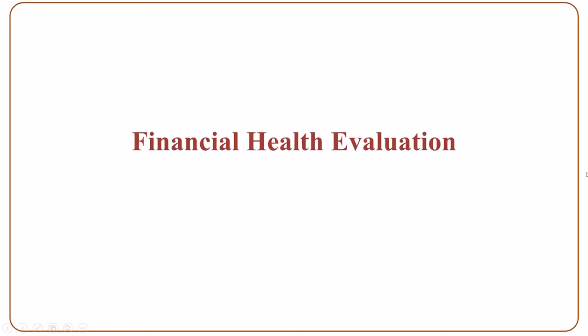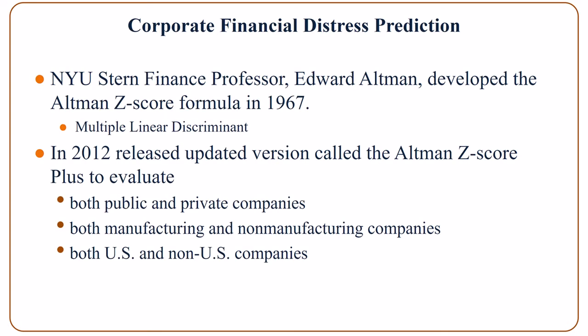In this video, we talk about financial health evaluation. In a paper published in 1967, a finance professor at New York University, namely Edward Altman, developed the Altman Z-score formula.